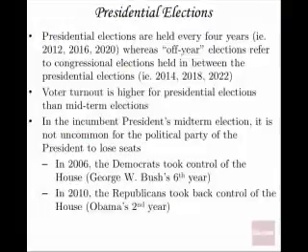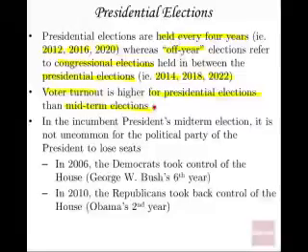So presidential elections, what are they? Well, they're held every 4 years, for example, 2012, 2016, 2020, whereas off-year elections refer to congressional elections held in between the presidential elections, 2014, 2018, and 2022. Now, again, I think for obvious reasons, voter turnout is higher for presidential elections than midterm elections. People like saying, I voted for Barack Obama, or I voted for Mitt Romney. Not as many people get excited about these midterms.